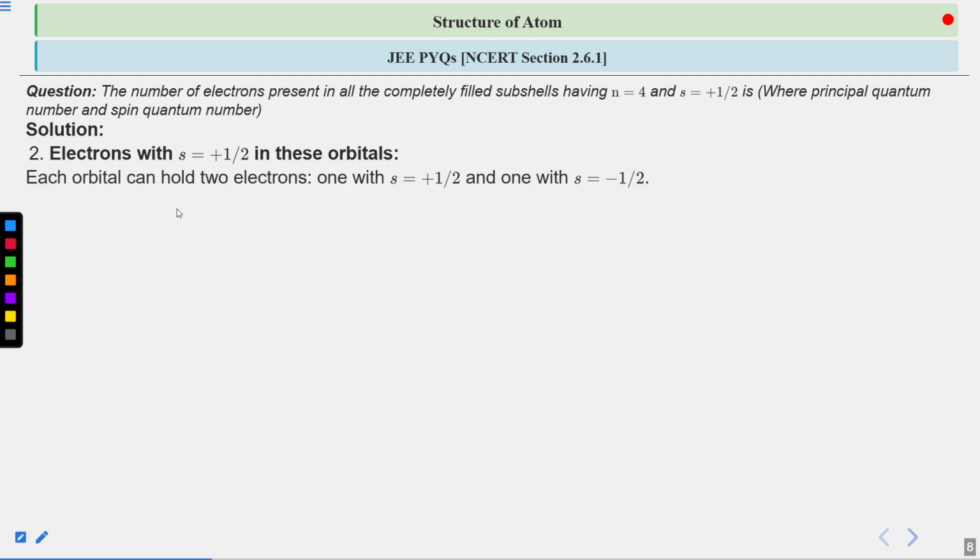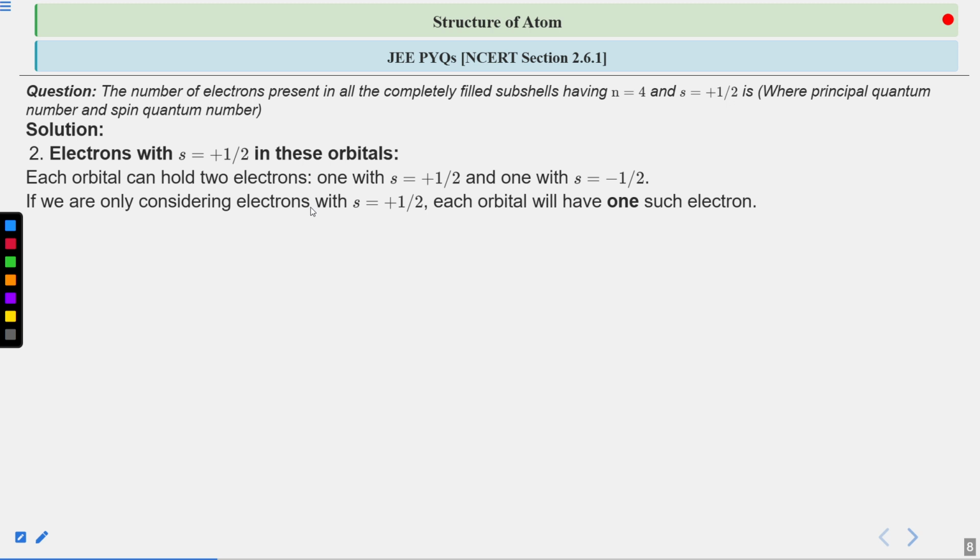Each orbital can hold 2 electrons, you know that, right? So basically we have shells, every shell has some number of electrons in it, and the orbitals can hold 2 electrons. Each subshell can also have a particular amount of electrons and a particular amount of orbitals, and each orbital can hold 2 electrons, one with s equals to plus half and one with s equals to minus half. That means upper spin and the lower spin.